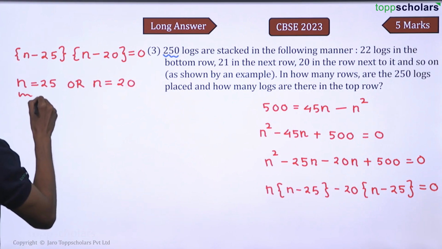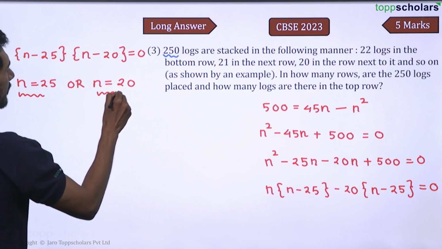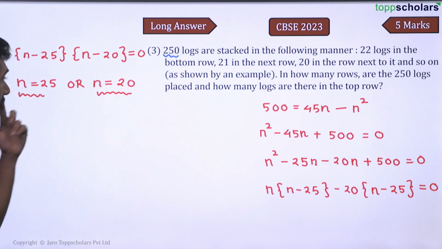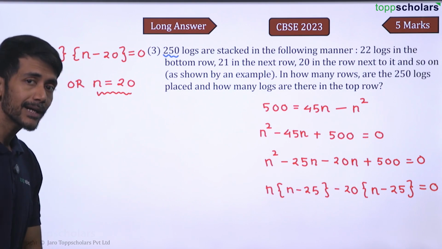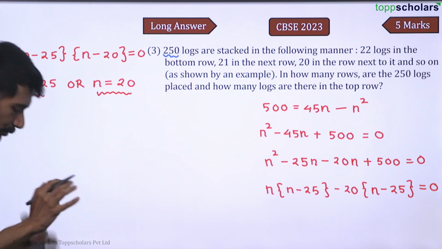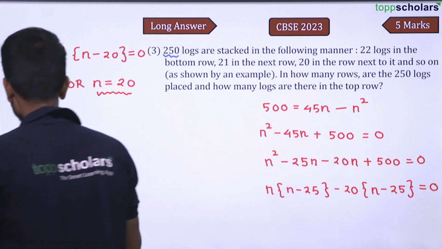Now here n is the number of rows, right? Number of rows can be positive. That means 25 also can be the correct answer, and 20 can also be the correct answer. So how do we come to know which answer is the correct one here? What we will do is, we will consider if n is 25.